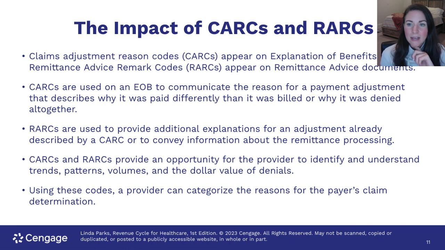CARCs, C-A-R-C-S, are claims adjustment reason codes. They are on the explanation of benefits, which if you remember, that's what the patient gets after the insurance company makes a payment on their health claim. So the CARC explains why their claim was paid differently than how it was billed. RARCs are remittance advice remark codes, and this is just the same thing but on remittance advice. So that's the document the physician gets with the payment, right, for all the claims. Okay, so same thing, that's just on the doctor's side.